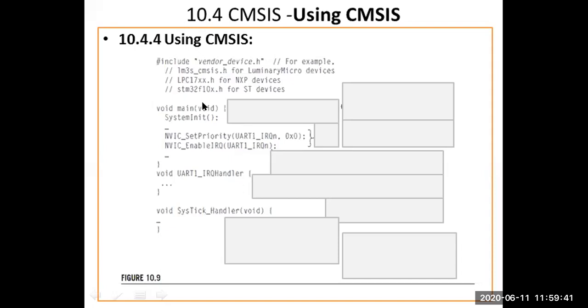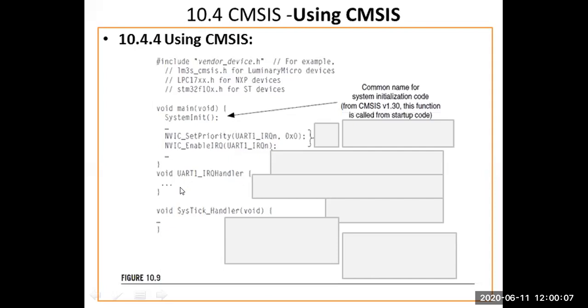You can see this is an example of a C program using the Cortex M3 software interface standard. It contains a header file. It contains a main function, and the main function is calling three functions: the system init function, the set priority function, and the enable function. After the main function, it is defining two functions. We'll see one by one.